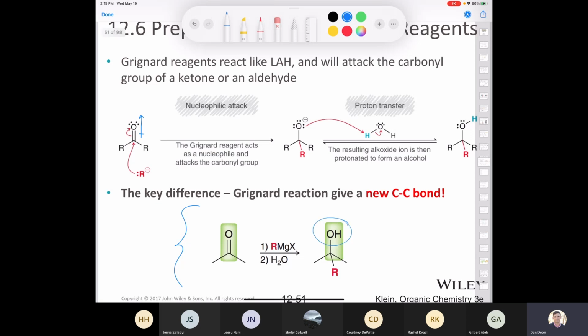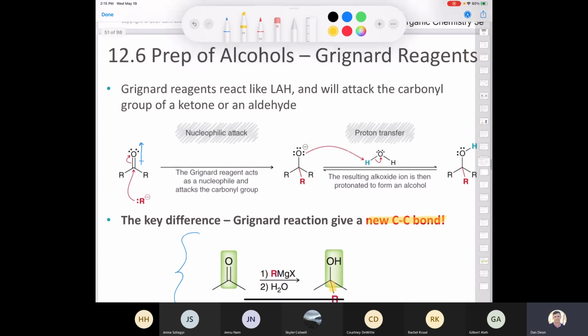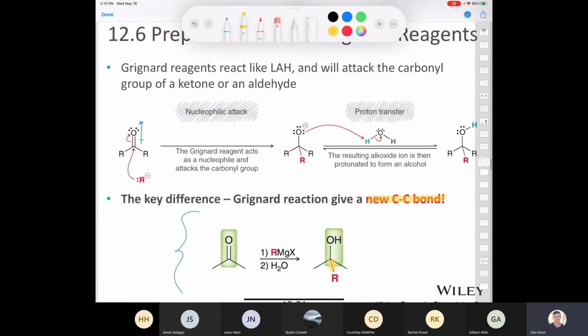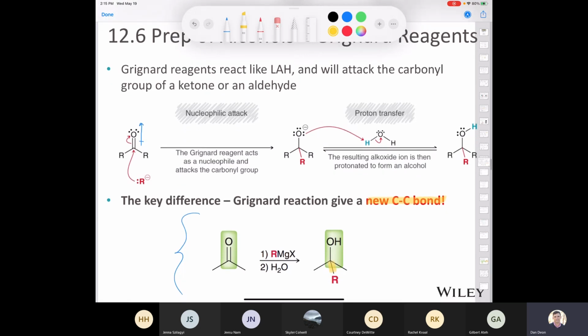To produce an alcohol. Now you notice that I highlighted something here in red, that you're making a new carbon-carbon bond, right? This bond is a new carbon-carbon bond. And if you want to know one of the most surefire ways to gain notoriety in the organic chemistry community, and I'm sure you all want to do that, it would be to develop a new way to make carbon-carbon bonds. If you can find a new way to make carbon-carbon bonds in organic chemistry, you will be famous.